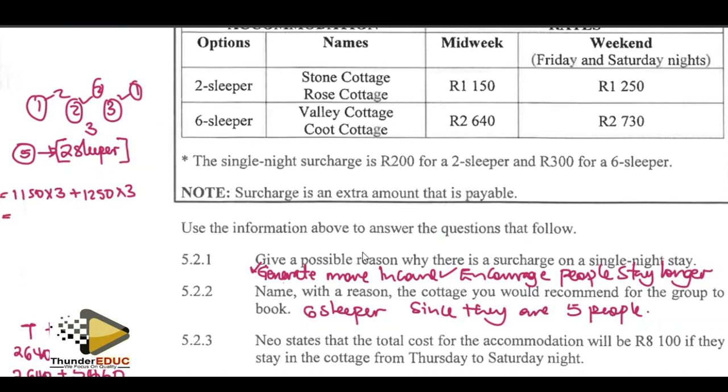Yeah, they will be okay. They will pay 7,200. Sorry, this will be two times. So you see how the two. Why am I multiplying by two? Because we have Friday and Saturday. This is just Thursday. This will cater for that. So the two sleeper is expensive.